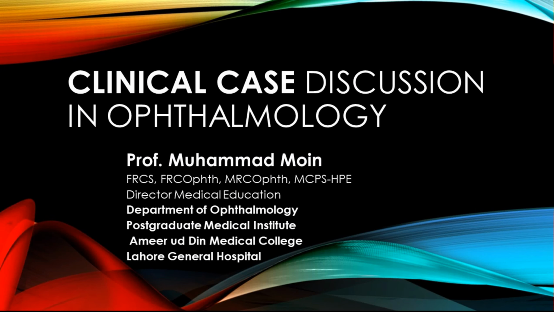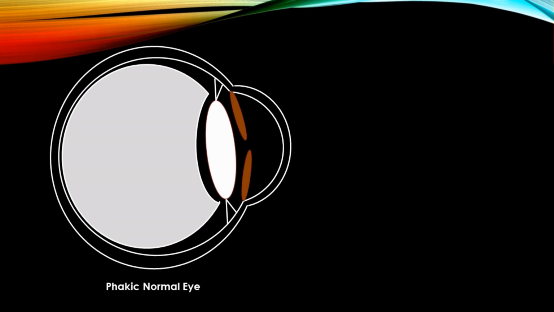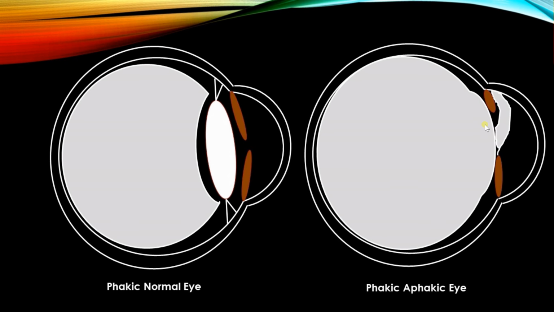Discussions in ophthalmology. Today we're going to discuss a case of the anterior segment involving aphakia. Aphakia is a condition in which the lens is absent from its normal position. Normally, when the patient is phakic, you've got the lens here and the anterior vitreous face has a concave anterior face. Compared to when the patient becomes aphakic and the lens is absent, the vitreous tends to move forward and produces a convex appearance along with deepening of the anterior chamber and tremulousness of the iris.